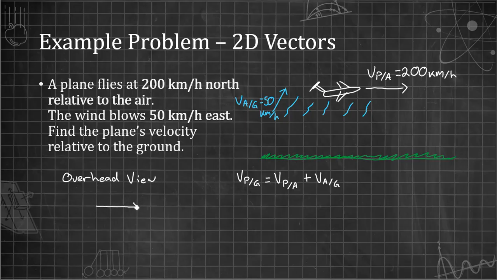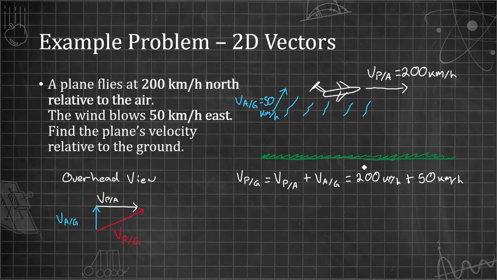Because these vectors are perpendicular, we do need to look at them graphically. So we have our VP/A moving to the right or the eastward direction, and we have VA/G moving upwards or to the north direction. So if we draw these as vectors, we will see that we can't just add their magnitudes. Instead, we have to do the Pythagorean theorem to figure out what that resultant velocity is.